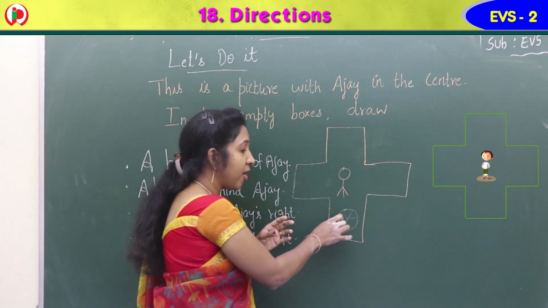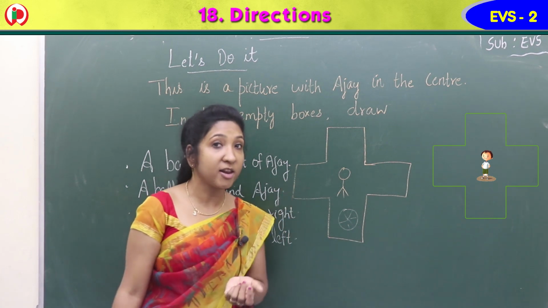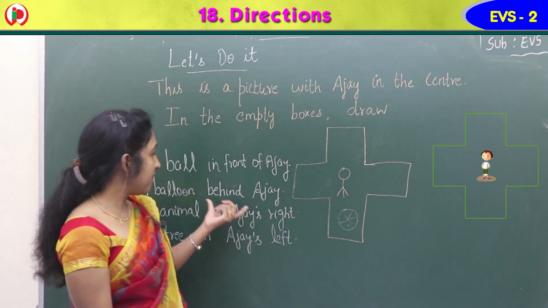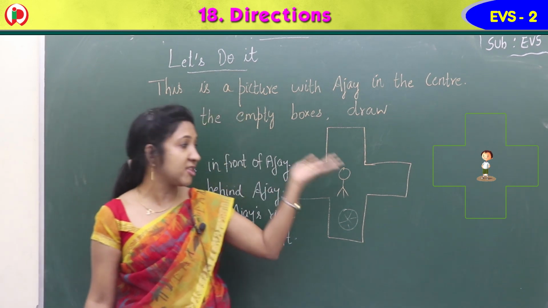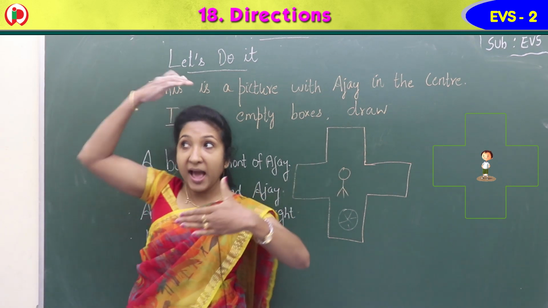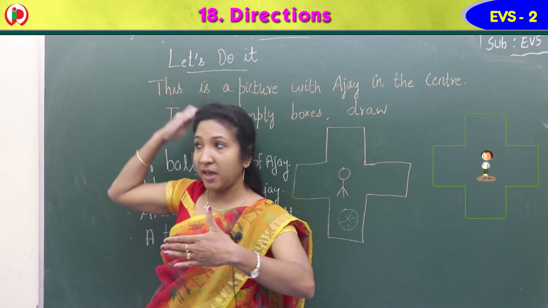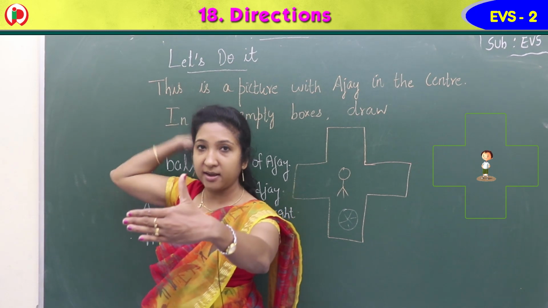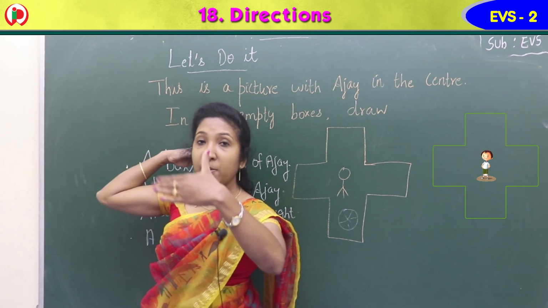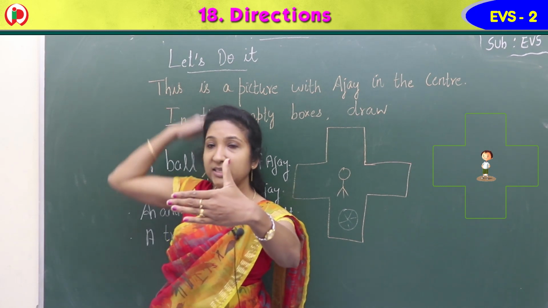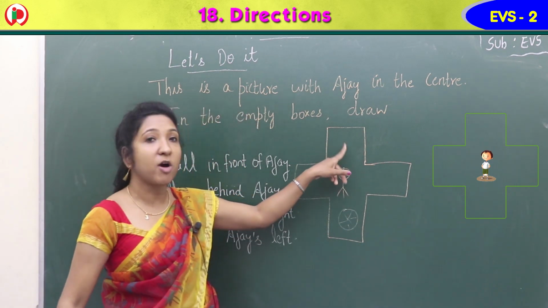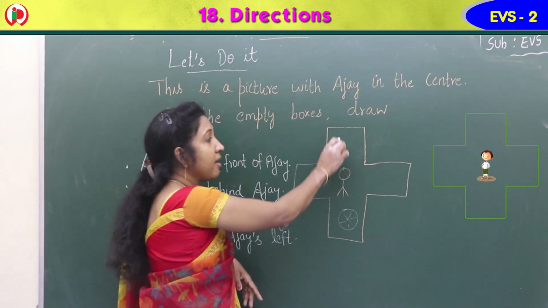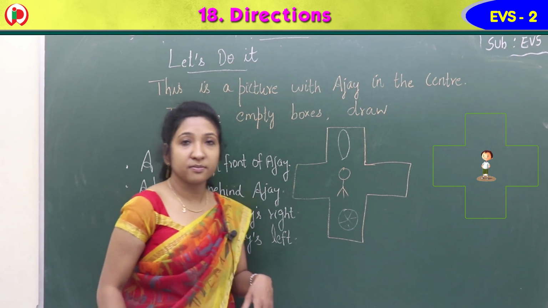You have to draw a ball. Nicely you draw a ball in front of Ajay. Then a balloon behind Ajay. Behind means just behind, here, opposite to this side. Behind, opposite to ball. Behind Ajay. So here in this box you have to draw a balloon.